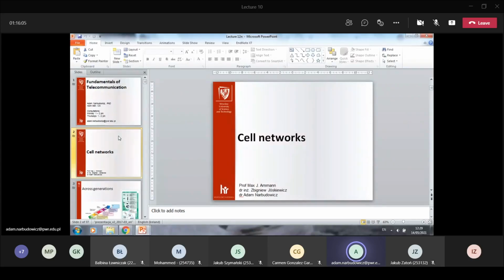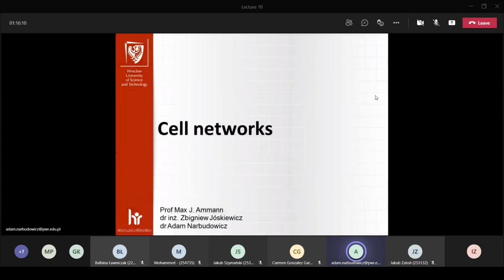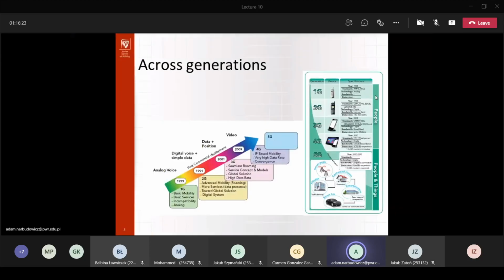So I wanted actually to move on to a more high-level topic, and the topic of cell network or mobile communication. So I guess you're all familiar with it. Well, you have some smartphones, use mobile communication, so this should be quite intuitive how it works from the user point of view or user side.